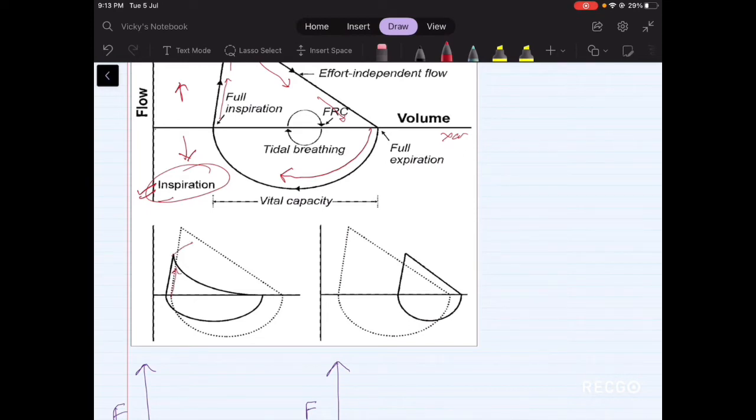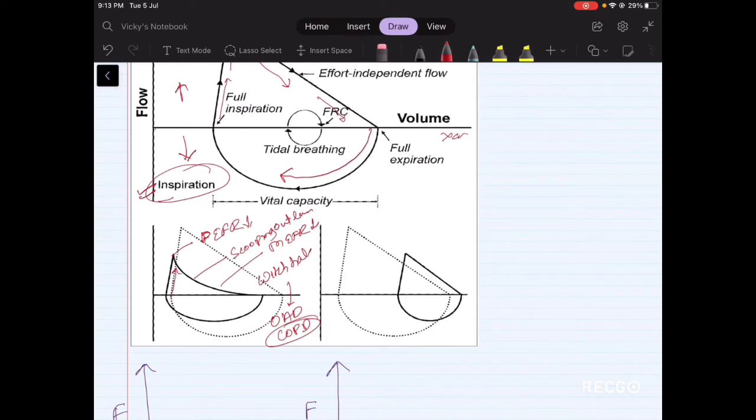Peak expiratory flow has decreased, mid expiratory flow rate has decreased, right? And there is a scooping out lesion, or this is also known as a witch's hat. This is seen typically in obstructive airway disease, particularly COPD, right?